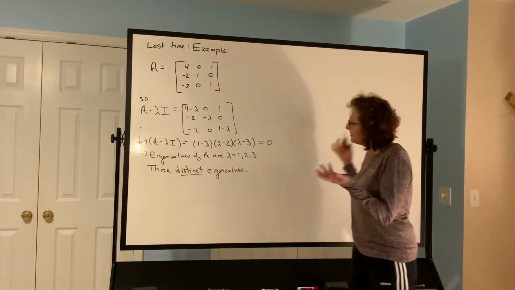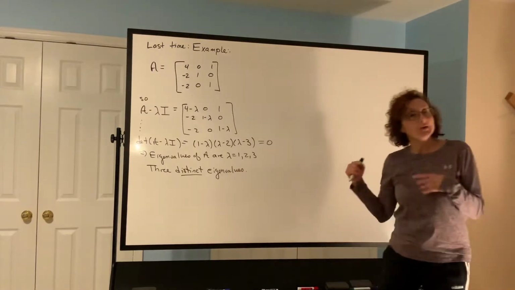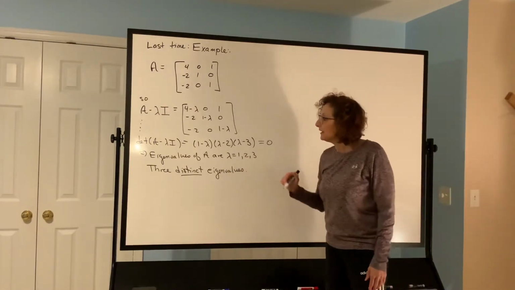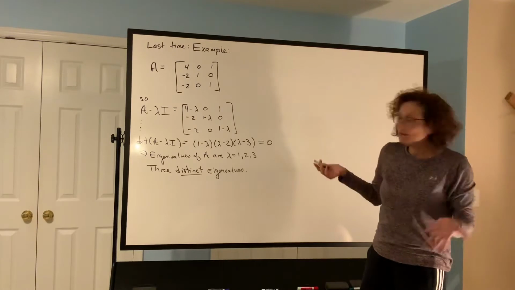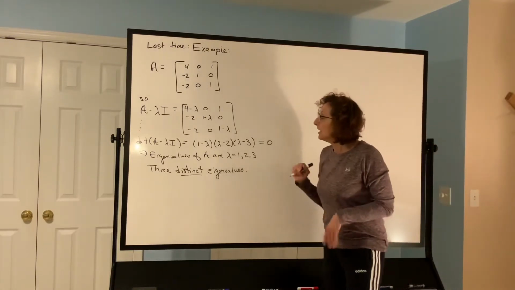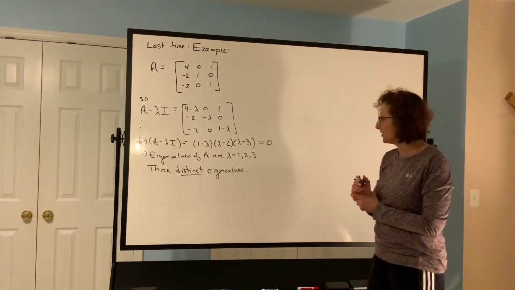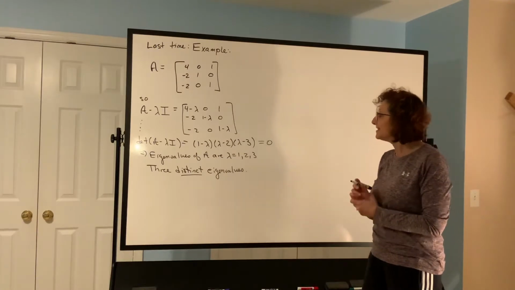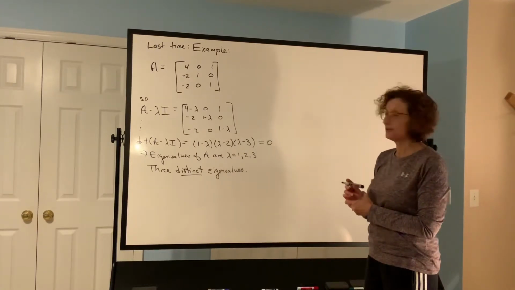Lambda is pretty much the favored letter to use for the eigenvalues. Of course, you could use any letter. It doesn't have to be lambda, but that's generally what we like to go with. So there are 3 distinct eigenvalues here for this problem.